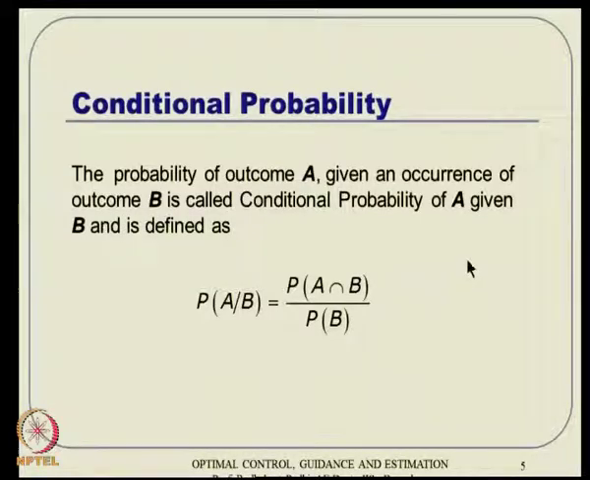There is something called conditional probability, and it is defined like this. The probability of outcome A given an occurrence of outcome B is called the conditional probability of A given B, and it is defined as probability of A given B equals probability of A intersection B divided by probability of B. There are examples, and if you are really interested, you can see a couple of probability theory books, or even nice mathematics books like Radhakant and all that. So, you can get a lot of ideas, including examples.